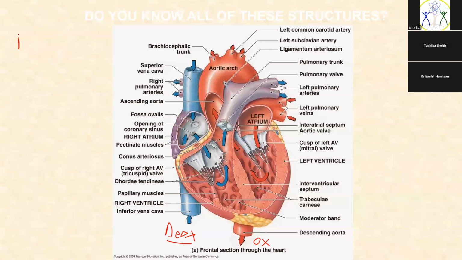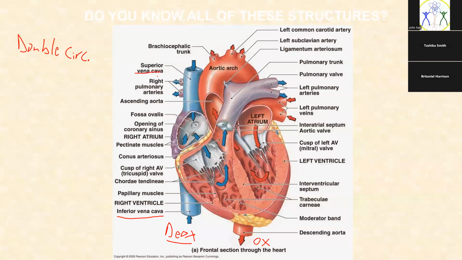Humans have a double circulatory system because blood enters the heart twice. The first time blood enters the heart, that blood is deoxygenated. So you can see here, blood is entering the heart via the inferior and superior vena cava.